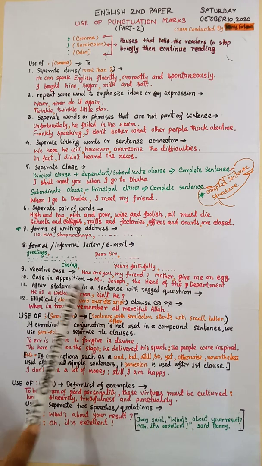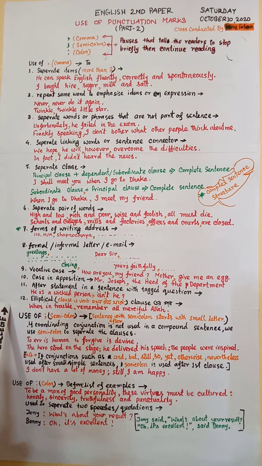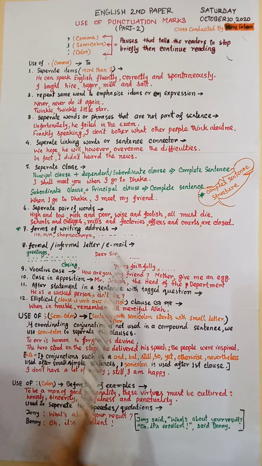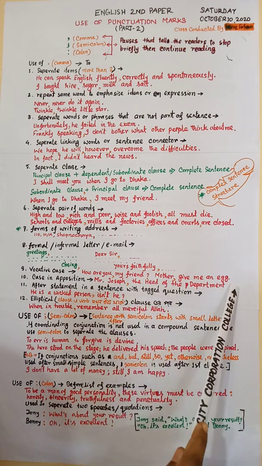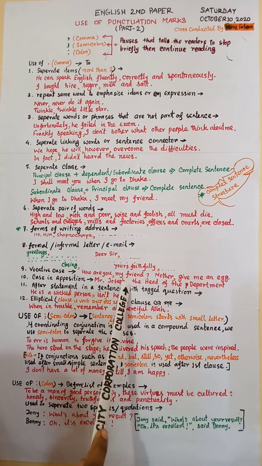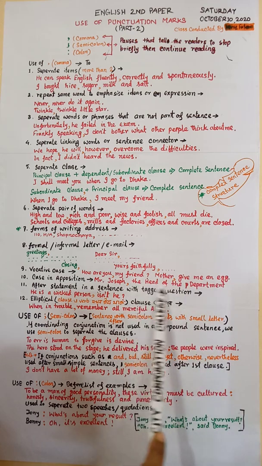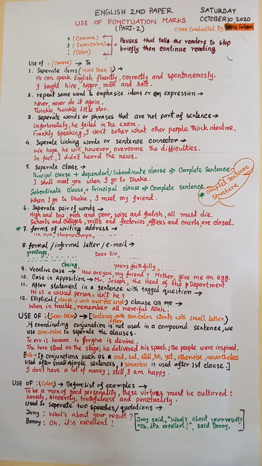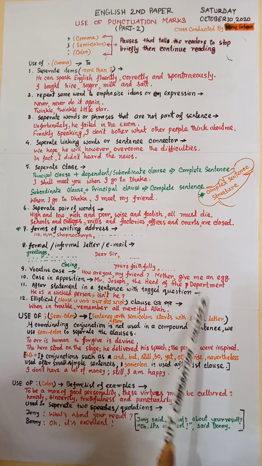Number 10, case in apposition. This is another term, case in apposition. Case in apposition means after writing a name or a noun, sometimes we need to give extra information about that noun. Look, Mr. Joseph. Who is Mr. Joseph? I give some extra information: the head of the department, or the department of English, sociology, whatever we write down. Mr. Joseph, comma, the head of the department. This "head of the department" is the case in apposition of the noun Mr. Joseph. Number 11. After a statement in a sentence with tagged question.